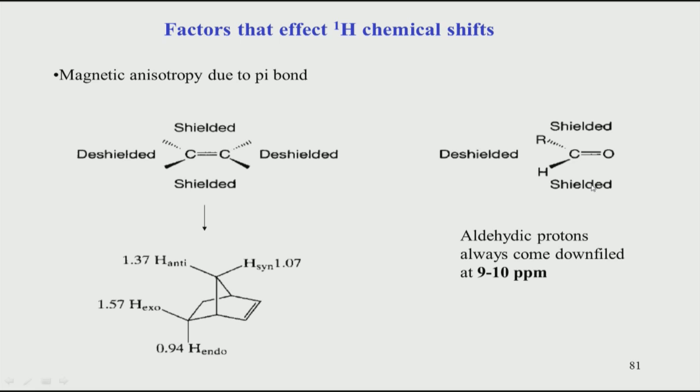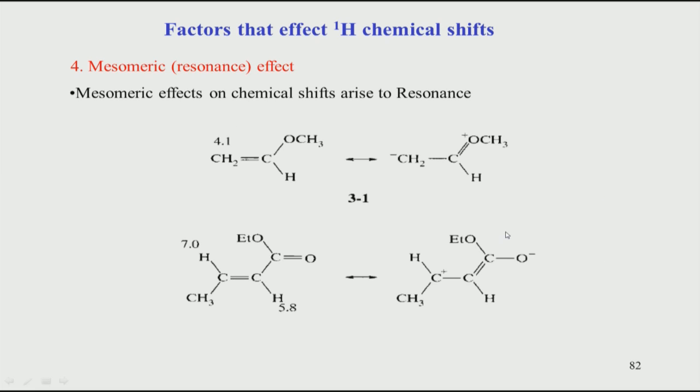If something comes on this side, it becomes very highly shielded. Next, we look at the effect known as the mesomeric effect, which comes from resonance conditions. This is a very simple example. In this particular molecule, it resonates between two different structures. You can see there is a negative charge here and that comes to positive.